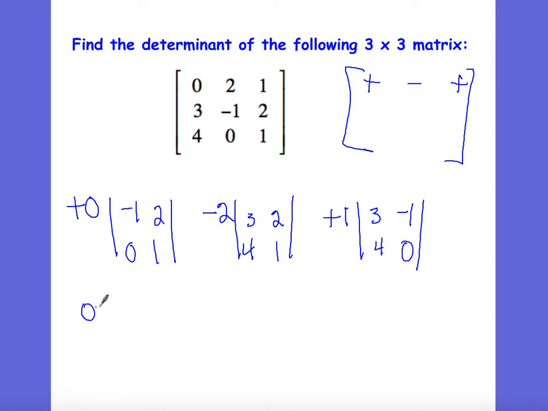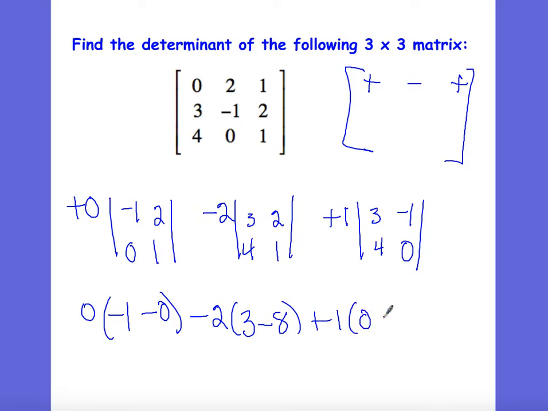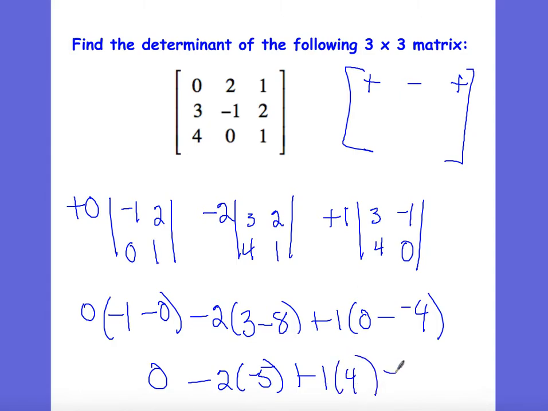So now we're going to go 0 times -1 minus 0. Well, that's not going to matter. This is all going to turn into one big 0. Minus 2 times 3 minus 8 plus 1 times 0 minus -4. So now we have 0 minus 2 times -5 plus 1 times 4, and this turns out to be 10 plus 4, or 14. That's the determinant of the 3 by 3 matrix.